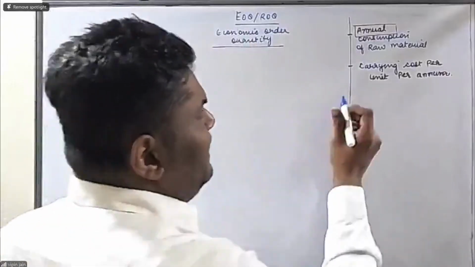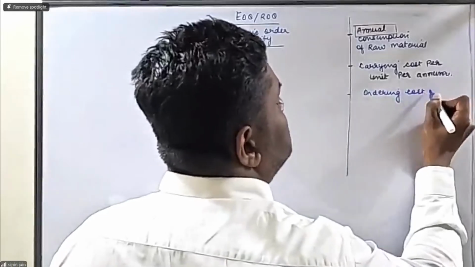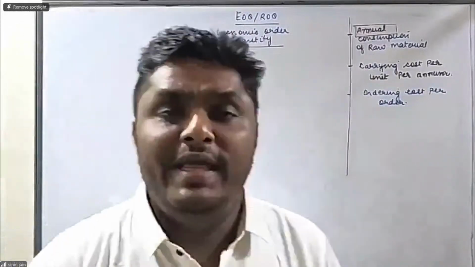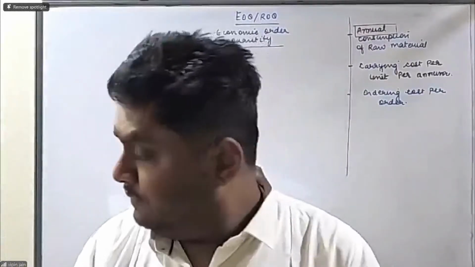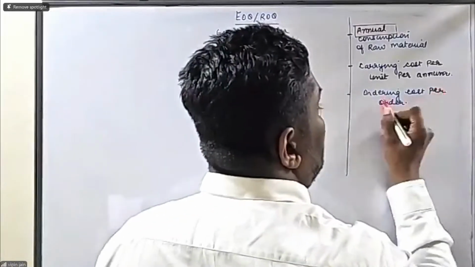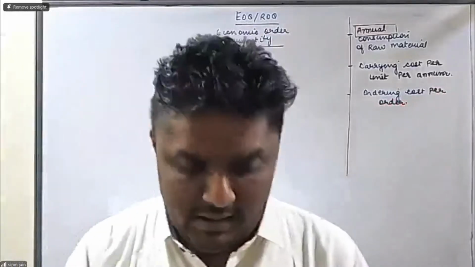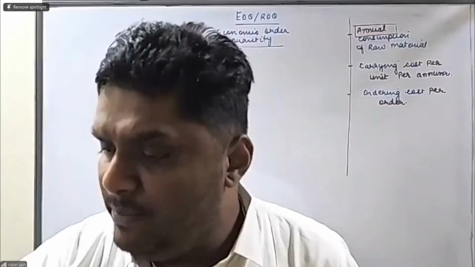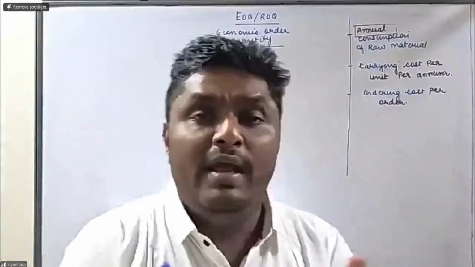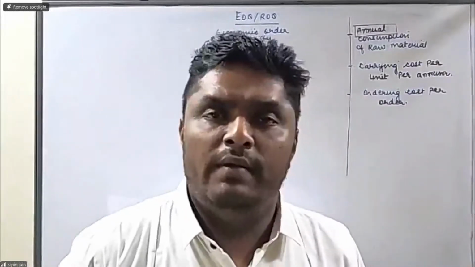Now the third point we need is ordering cost per order. Ordering cost again per order. How much ordering cost does one order incur? So these are the 3 points required to calculate economic order quantity, that is annual consumption of raw material, carrying cost per unit per annum, and ordering cost per order.